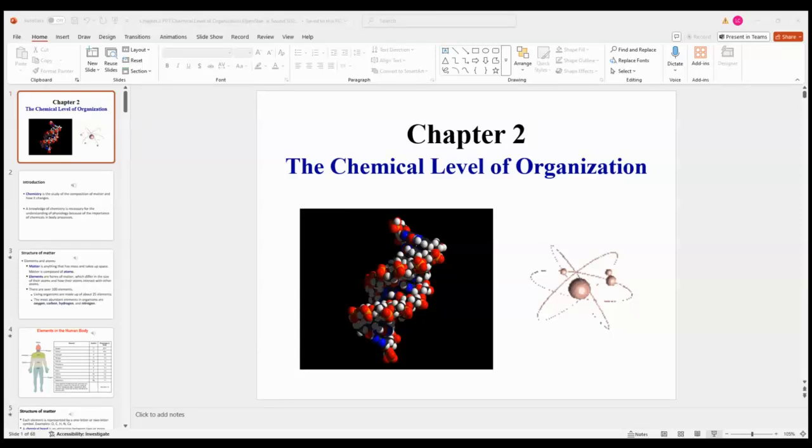So if an atom loses an electron, now it has less negative charge than positive charge, so the total charge on the atom will be positive. So if it loses an electron, then the atom has a positive charge. We call that a positive ion or a cation, just a positive ion. And then we put a plus sign next to the symbol.